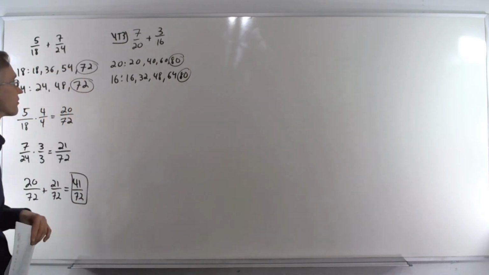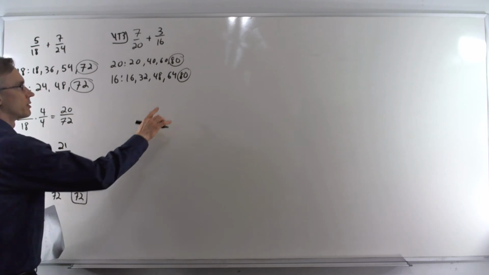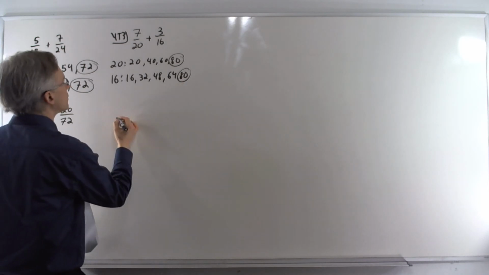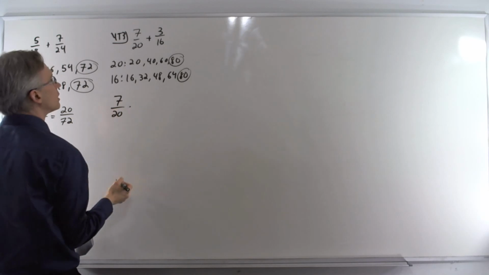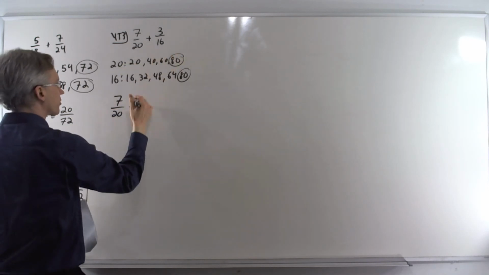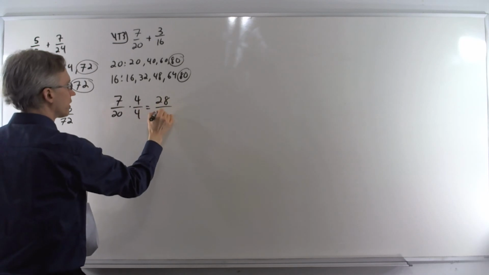So there's our multiples of 20 and 16. Finally got a least common multiple of 80. Now we're going to transform 7 over 20. And that is the 1, 2, 3, fourth multiple. So multiply this by 4 over 4 and get 28 over 80.